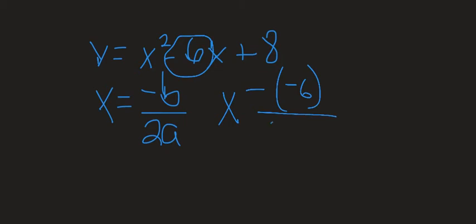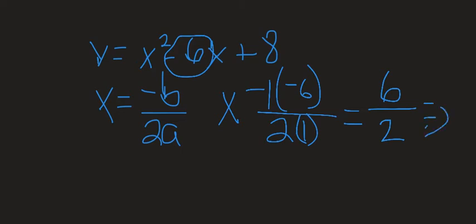And we're going to divide that by 2 times our a, which is 1 in this case. So we've got negative 1 times negative 6, which is positive 6. And we're going to divide that by 2. So we get x equals 3 as our axis of symmetry.